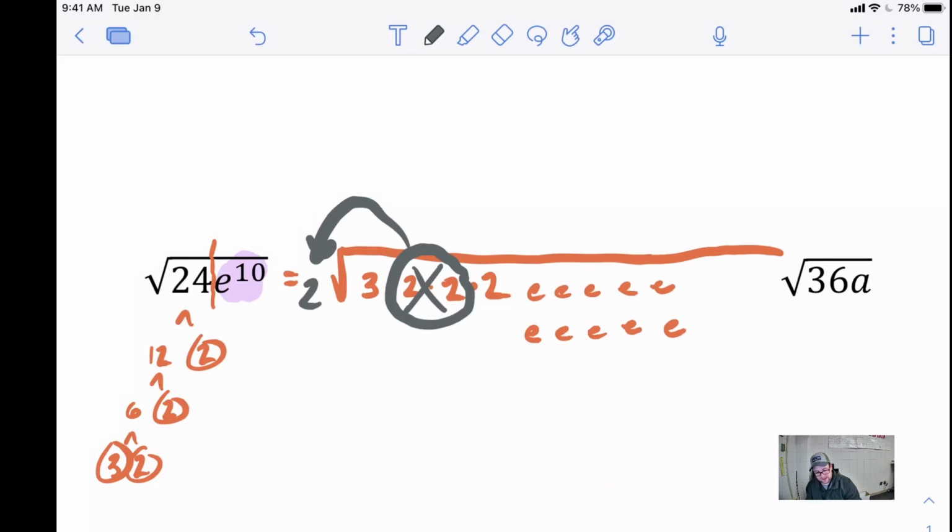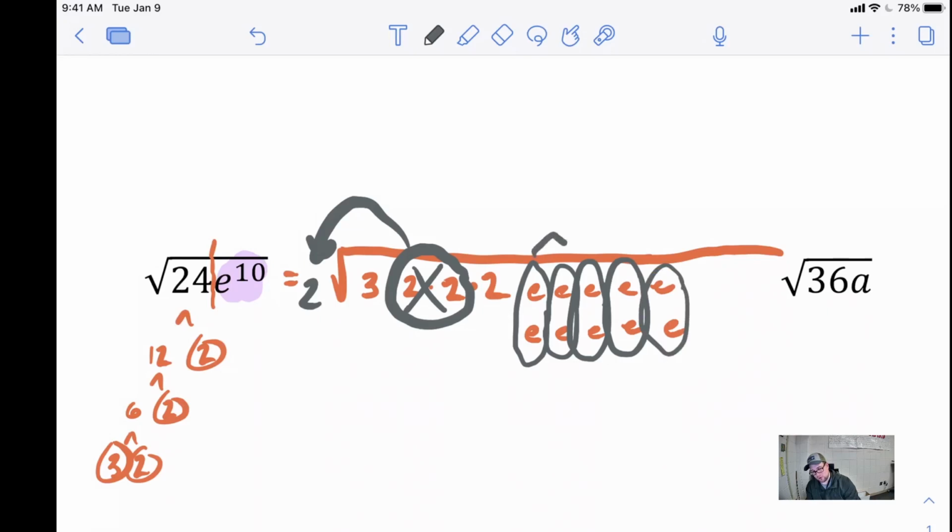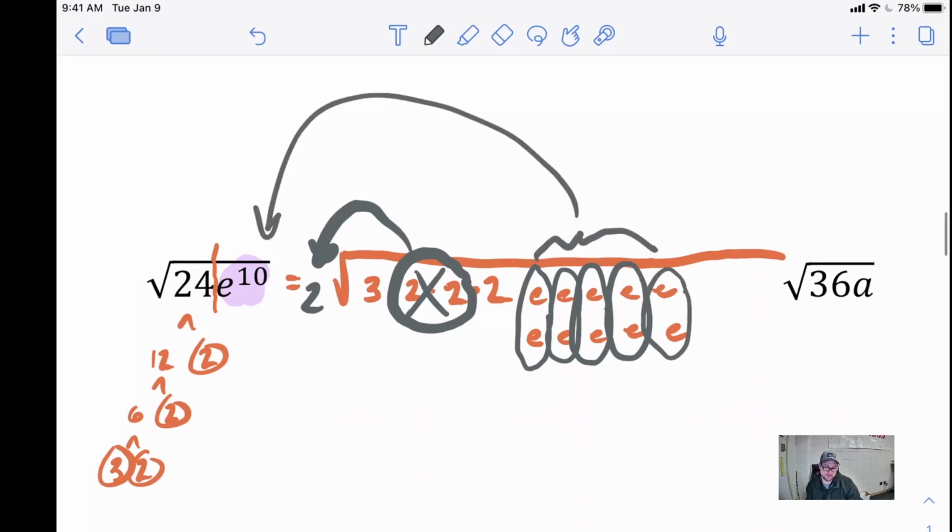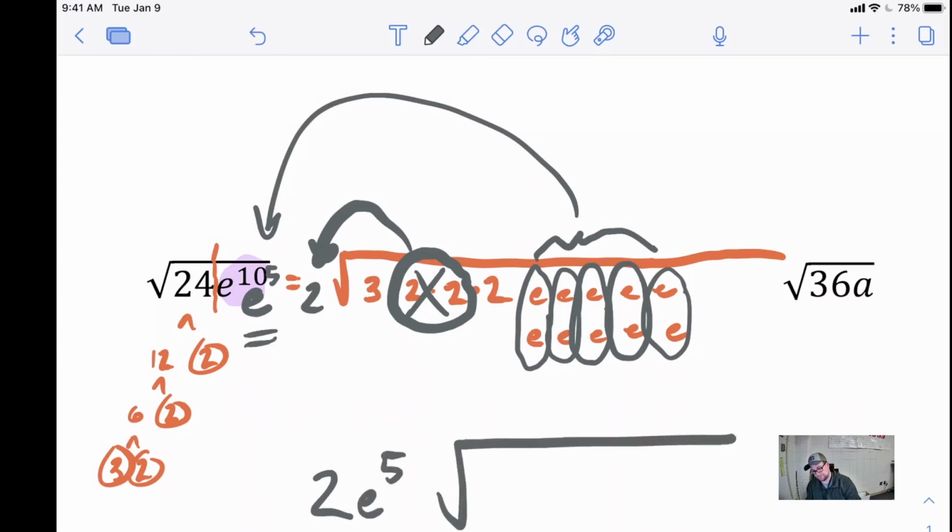Now, look at the E's. I have 2 there, 2 there, 2 there, 2 there, and 2 there. So I'm going to be able to pull out 5 groups of E. Now, if I pull out 5 E's, the way we say that in math is E to the 5th. So on the outside, I'm going to have that 2, and then normally we put our variable second, so I'm going to have E to the 5th over here.